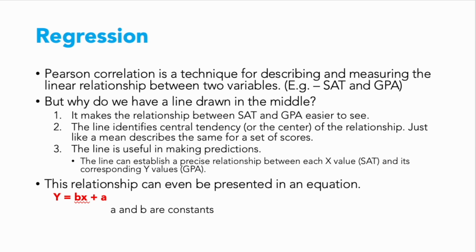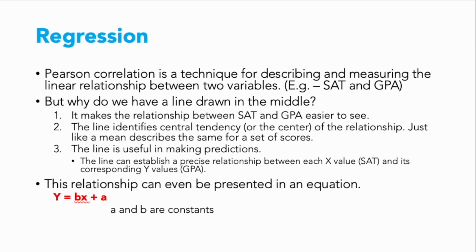So let's try to understand what regression is now. Pearson correlation is a technique for describing and measuring linear relationships. Now you should know what a linear relationship is. A linear relationship has two variables, let's say x and y, where every increase in x is accompanied by an increase or decrease in y as well. For example, SAT and GPA.